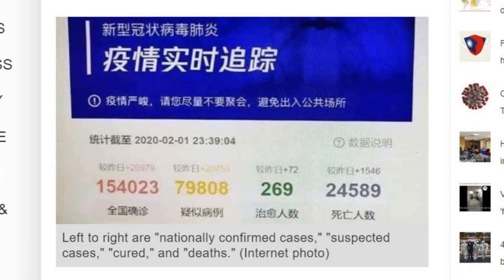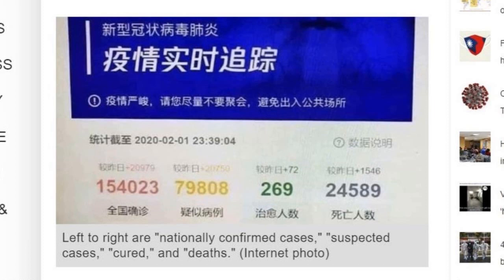Some people think it's a glitch where it just recalculates and then shows the correct numbers, because it'll pop up with these really high numbers and then all of a sudden go down really low. And then other people think that somebody is intentionally allowing those numbers to be seen, to leak it out. You can look at this image and it says from left to right are the nationally confirmed, which would be the red cases. Suspected cases would be the yellow. Cured would be the green, and the deaths would be the black numbers over here, which would be ridiculously high, 24,589.